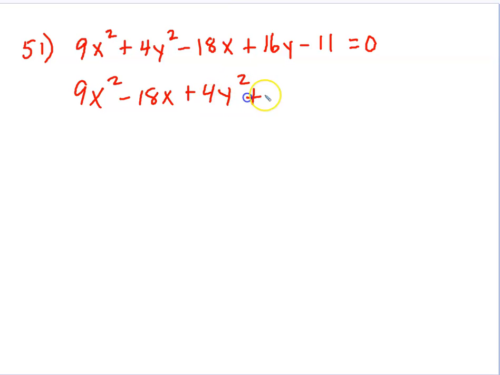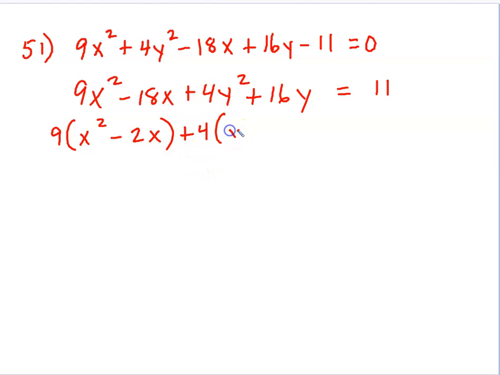So just do a little rearranging, and then I'm going to move negative 11 over to the right as positive 11. So to complete the square, once again, I need to factor out 9, make this first coefficient 1. That's x squared minus 2x. And then factor out 4. That's y squared plus 4y.